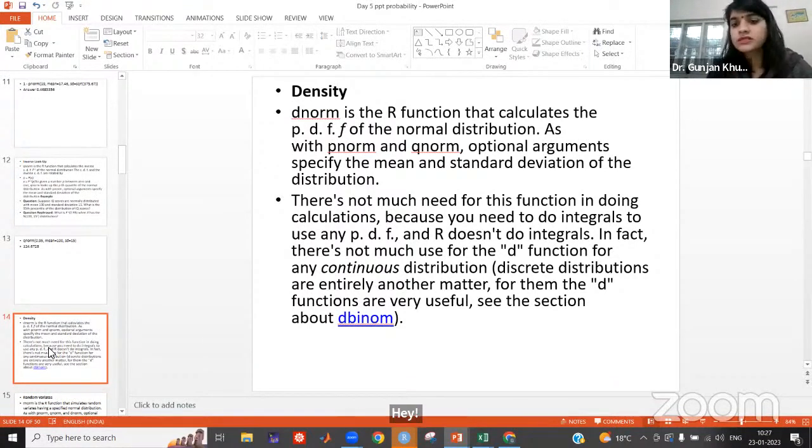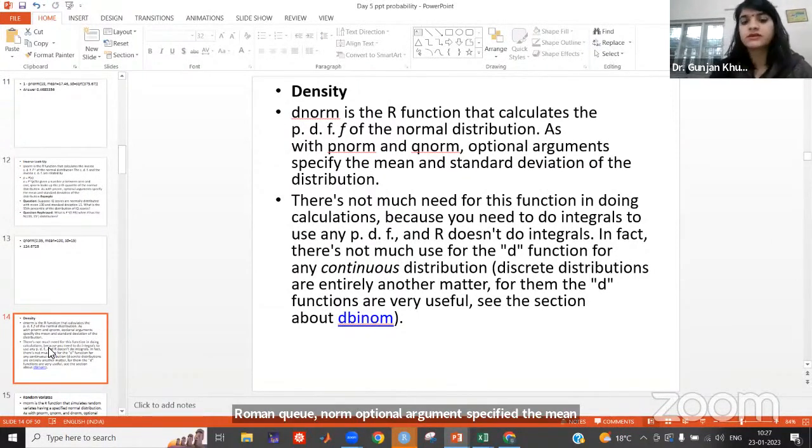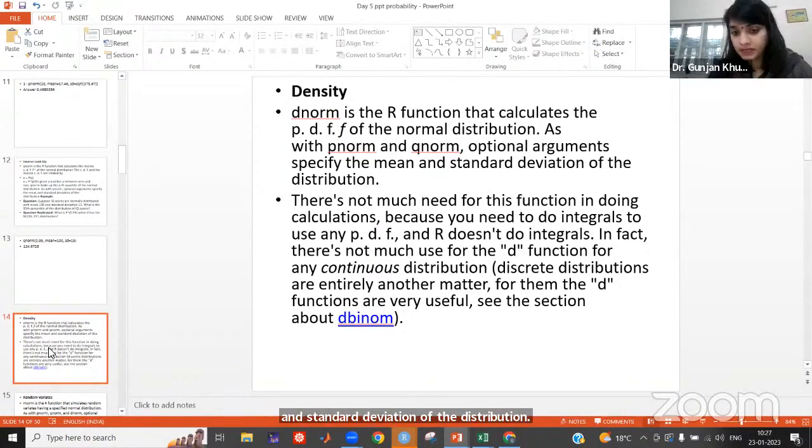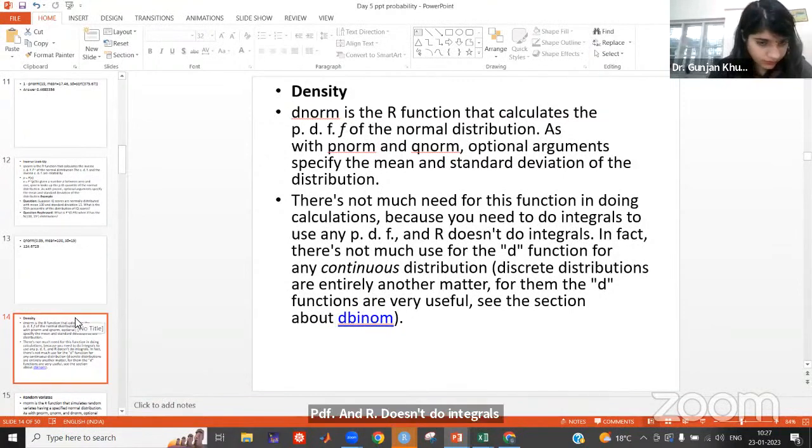There is not much need of this function in doing calculation because you need to do integrals to use any PDF, and R doesn't do integrals. In fact, there is not much use for the D function for continuous distributions. So the D function would be used mostly for binomial distributions.